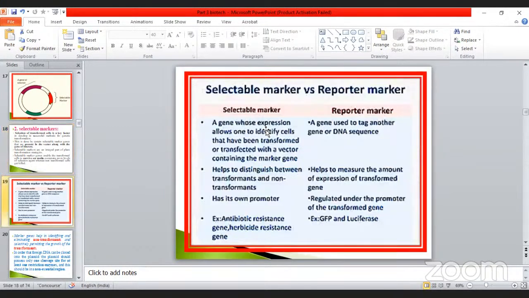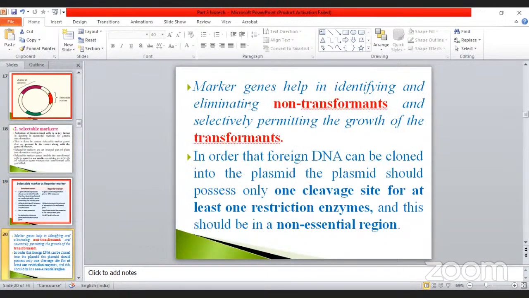And you know about the selectable marker versus the reporter marker: what the general characteristics are, what the differences are, and what the examples are. That is very, very important, my dear students. The antibiotic resistance gene and herbicide resistance gene are important for selectable markers, and GFP and luciferase for reporters. Marker genes help to identify and eliminate non-transformants, selectively permitting the growth of the transformants.